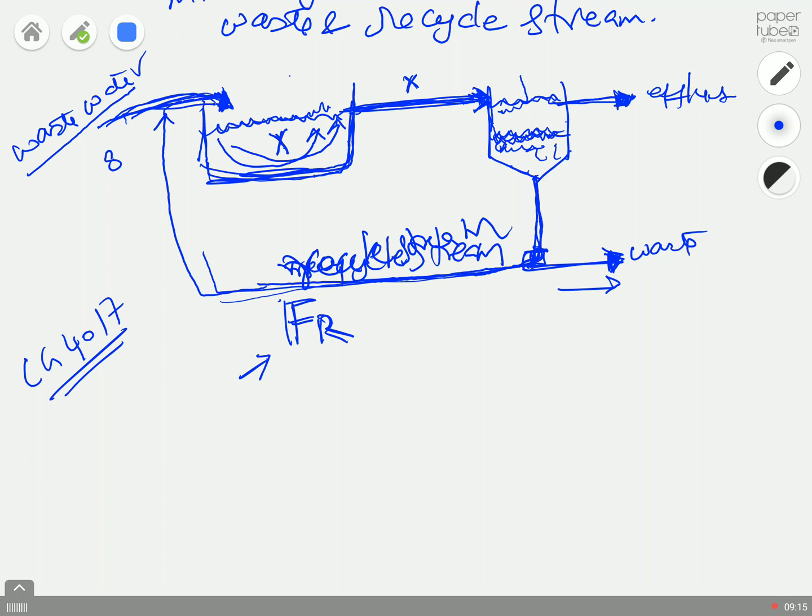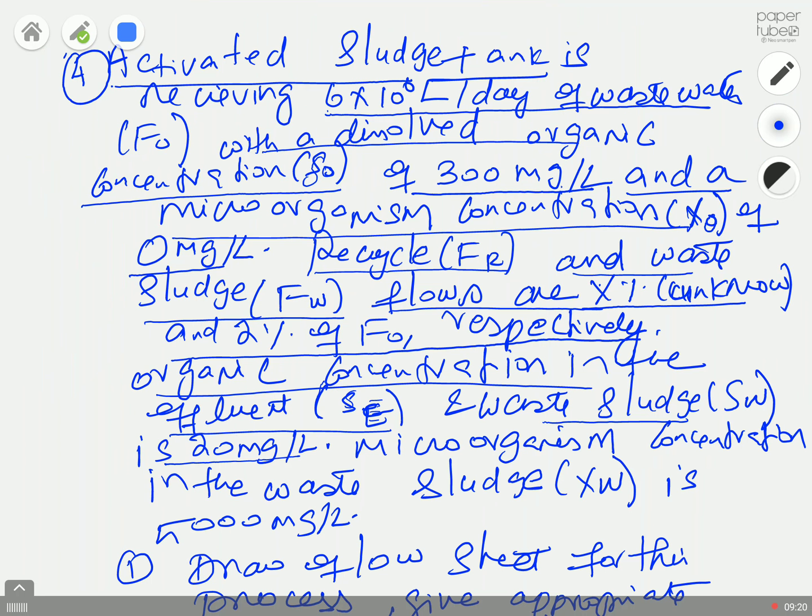So let's go back to the problem again. We are going to pump 6 times 10 to the power of 6 liters per day of wastewater. That's your feed stream F0, and it contains a substrate concentration of 300 milligrams per liter. We have to break down and consume this substrate and convert it into products, which is more microorganisms. And your feed stream contains 0 milligrams per liter of microorganisms.